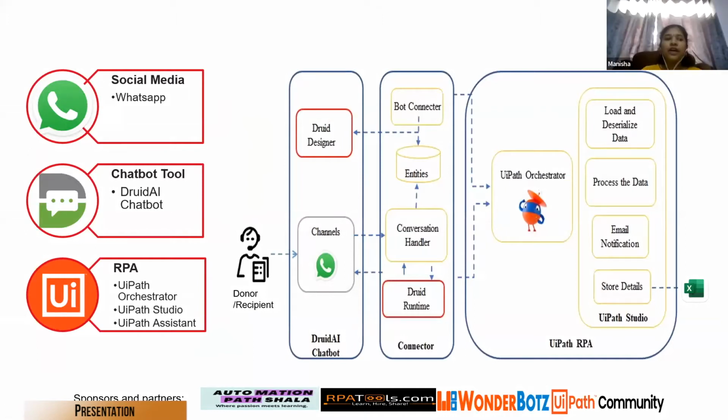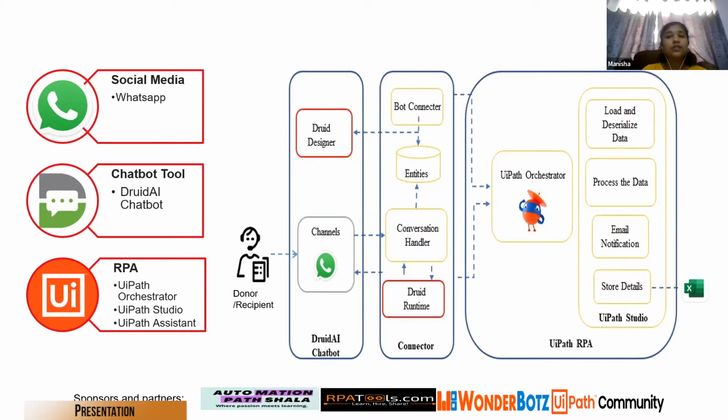For our chatbot, we are using three main technologies. WhatsApp is used as a channel for talking to the chatbot. Druid is used to develop our chatbot. And UiPath RPA is used for the rest. In UiPath RPA, we use Orchestrator, where we are storing the intermediate results. We are sending our request and response, which is stored as a UiPath queue item. And we use UiPath Studio to develop our process, and the UiPath Assistant will run the process.